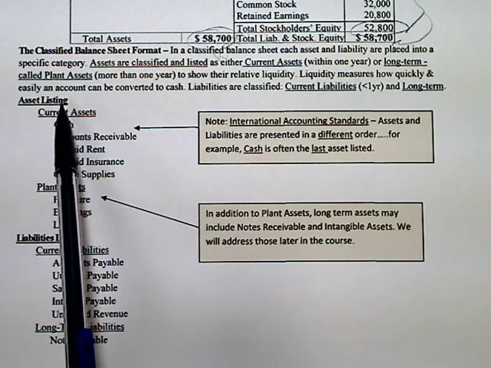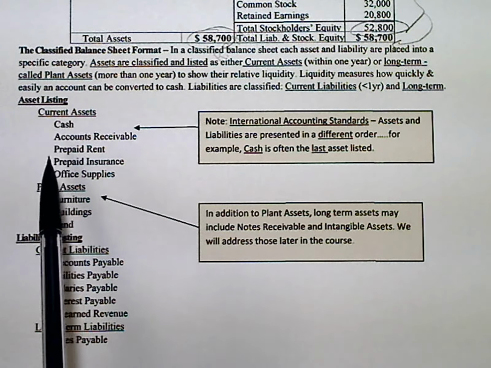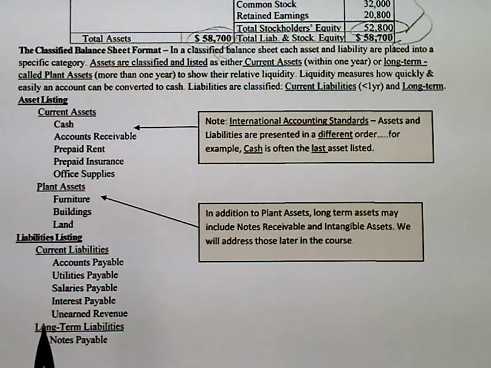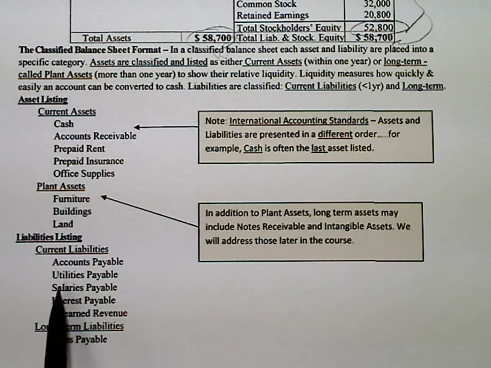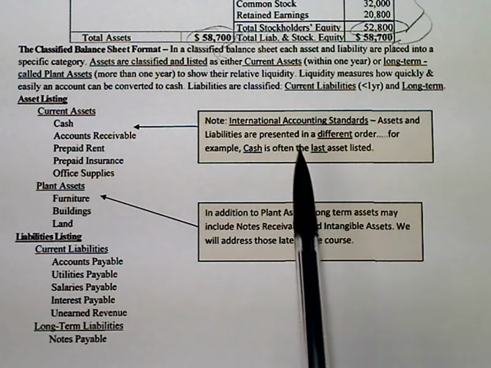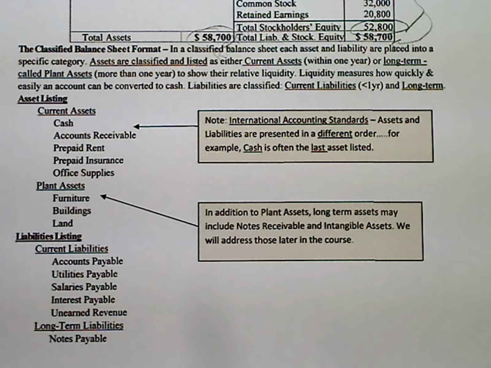Here's our listing categories. These accounts are what's called current assets. These are plant assets. Current liabilities, anything due 1 year or less than a year. All of these are liabilities. There's the funny looking one, unearned revenue. Recall from chapter 3, if someone pays this in advance, it's a liability, unearned revenue. And in this case, we just have one notes payable. There's some difference with international accounting standards here, and we'll be looking at some additional assets later on.